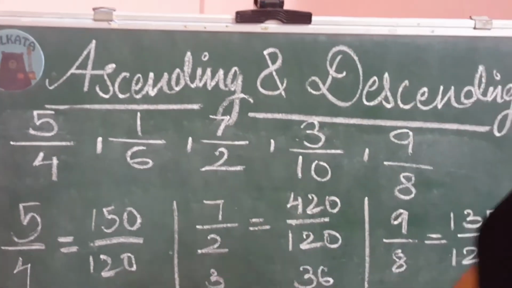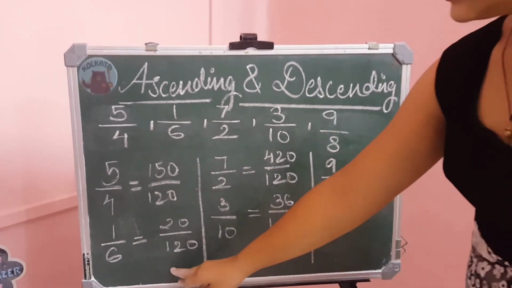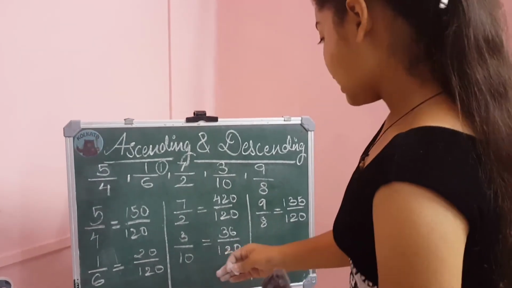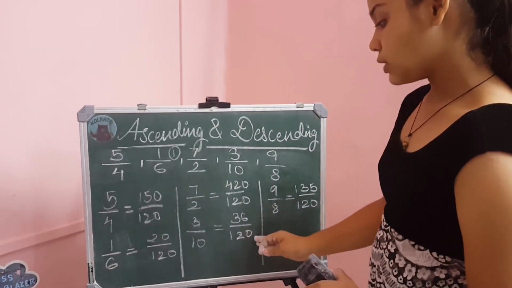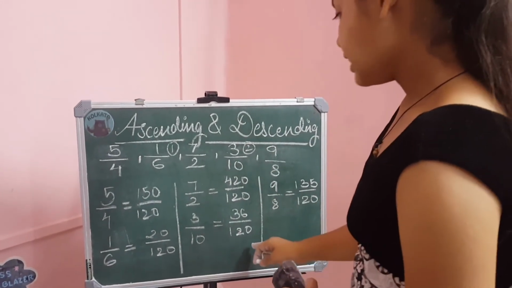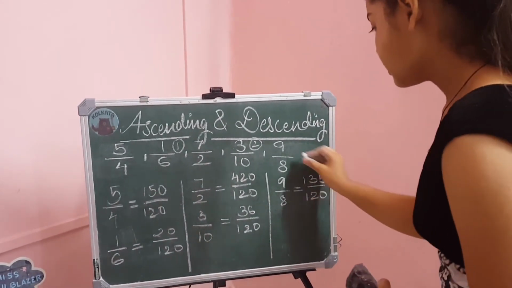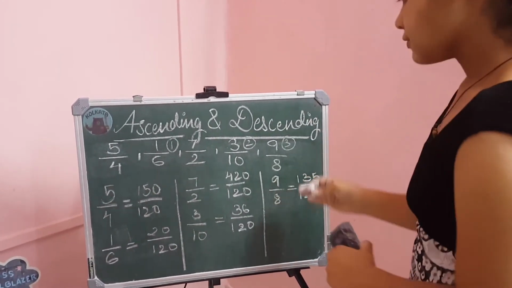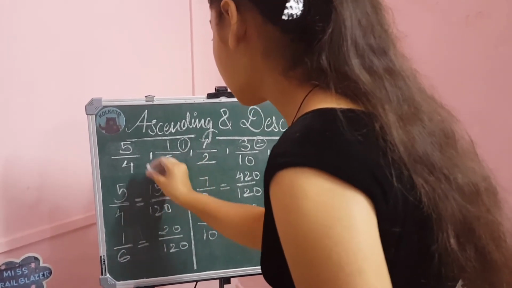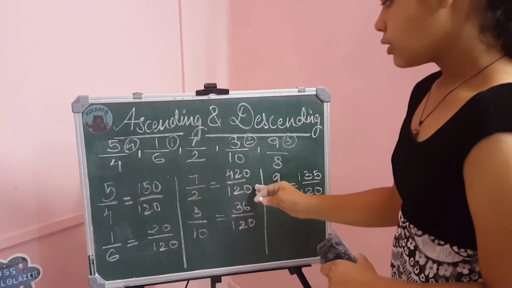So here we have to find out which is the smallest number. Here 1 by 6 is the smallest, right? Because it's 20 by 120. Next we have 36 by 120. So 3 by 10. Next we have 135 by 120. After that we have 150. And next we have 420 by 120.